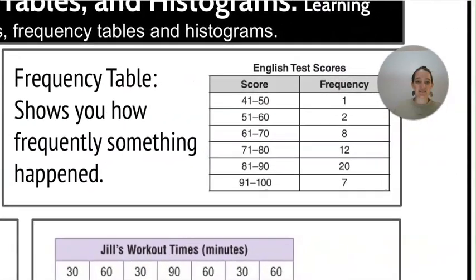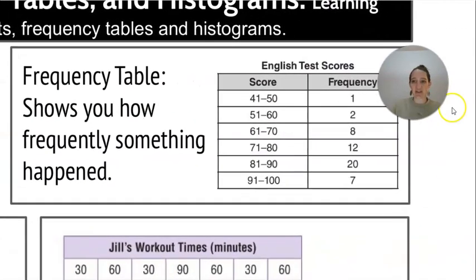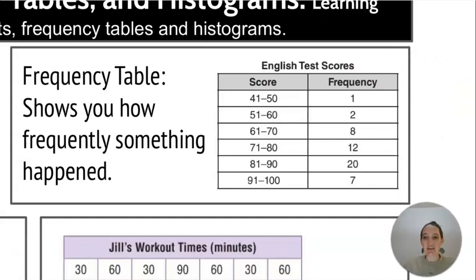We're also going to do frequency tables, which also show you information. A frequency table shows you how frequently something happened. So if we're talking about English test scores, the score 41 to 50% showed up one time, meaning one person got a score between 40 and 50%, okay? 2 people got 50 to 60%. Okay, and you can kind of see, 7 people did really well. They got in the 90s. 20 people, a good chunk of the class, got a passing score of 81 to 90. So just another way to visually see things, okay?